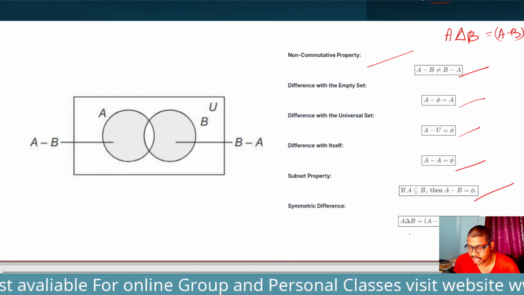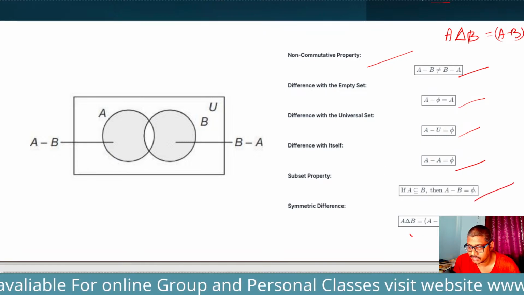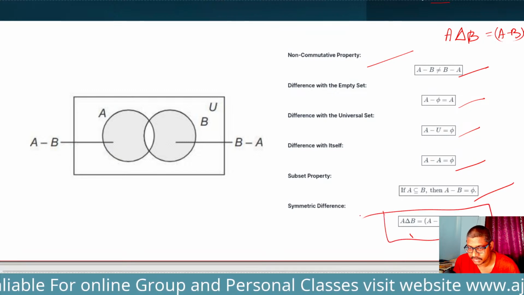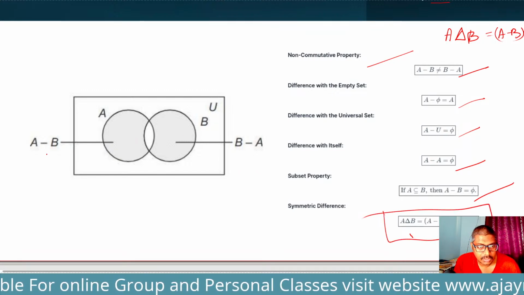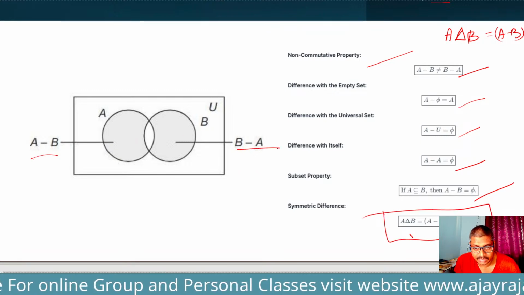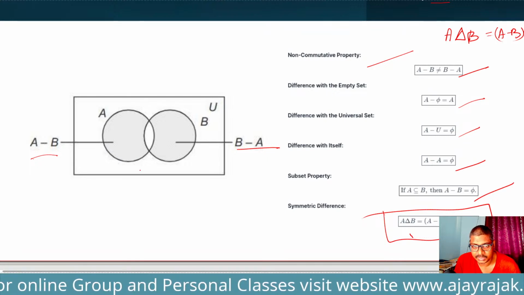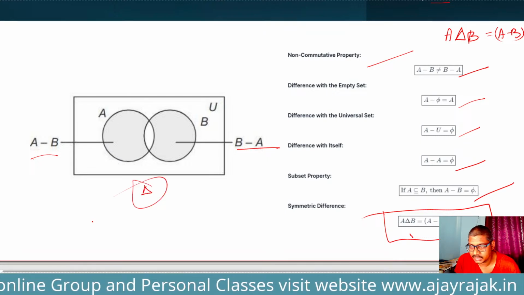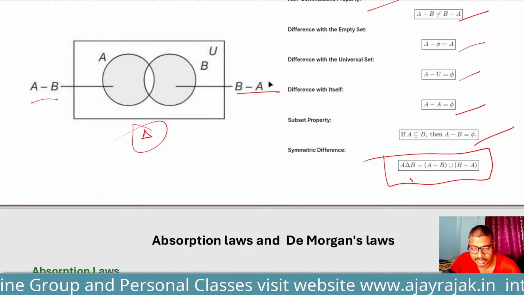And for the symmetric difference, I already told you what the symmetric difference is. So this is our symmetric difference. This is A minus B and this is B minus A. Okay, so this is the symmetry here. This symmetric difference is represented by this delta symbol, you can say.